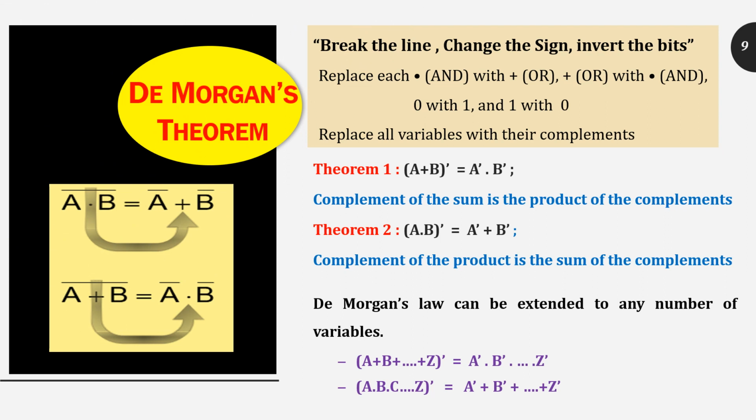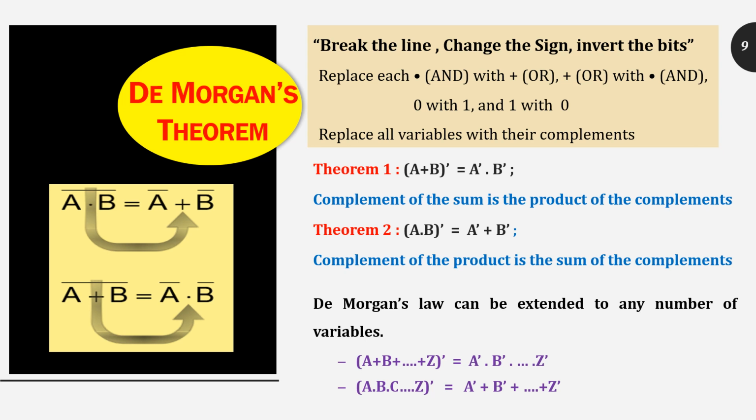Now, let's revisit De Morgan's theorem, as we need to prove the two theorems of De Morgan using the basic postulates and theorems of Boolean algebra. Okay, let's quickly revise the theorem. Theorem 1 states that A plus B the whole bar is equal to A bar into B bar. That is, the complement of the sum is the product of the complements. And theorem 2 states that A into B the whole bar is equal to A bar plus B bar. The complement of the product is the sum of the complements.